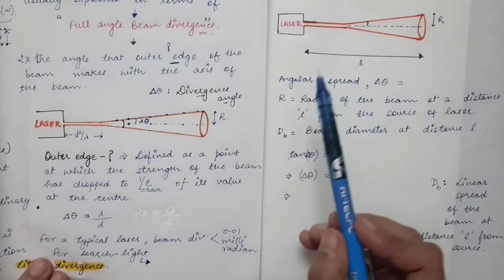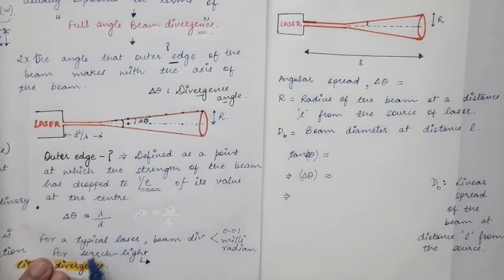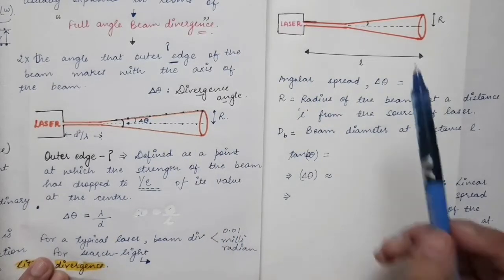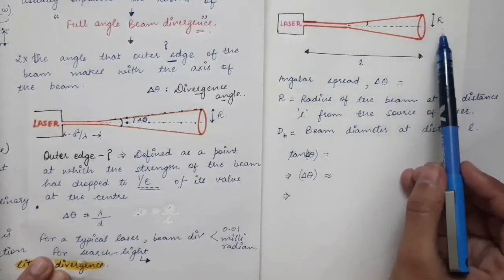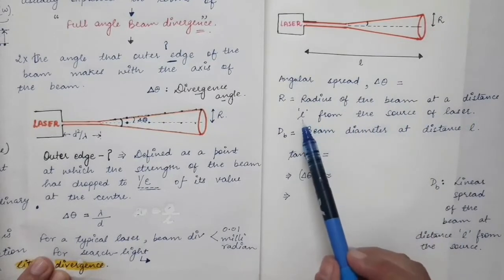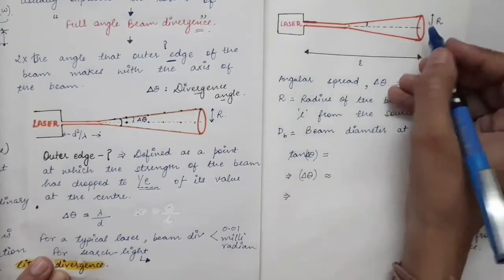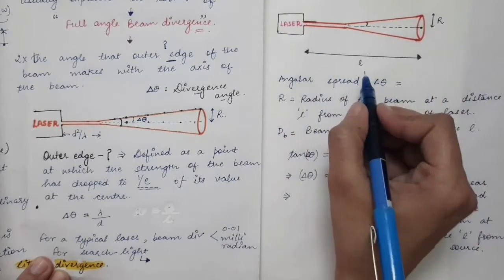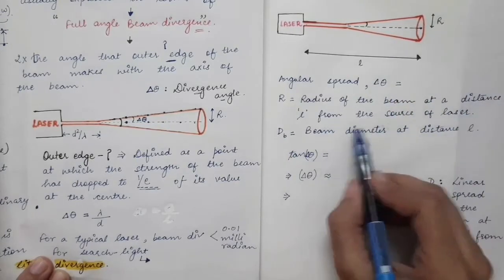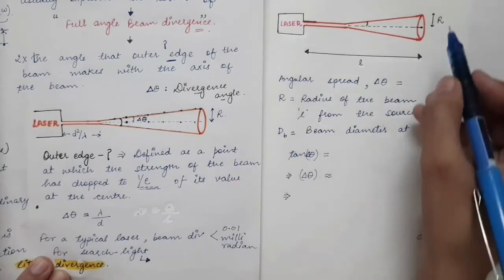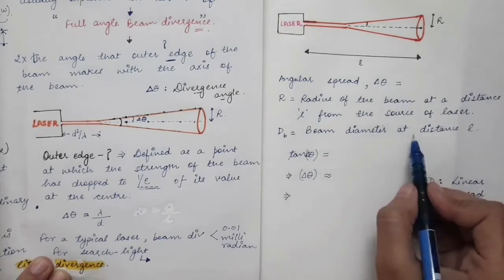So now we have seen that this divergence angle is equal to lambda divided by d. Now we are going to find out the expression using some geometry over here. Let's say R is the radius of the beam at a distance L from the source of the laser. This is the source of the laser, and this point over here is at a distance of small l. And R is the radius of the beam at a distance L from the source of the laser. If you take twice of this radius, that will give you the beam diameter at distance L.